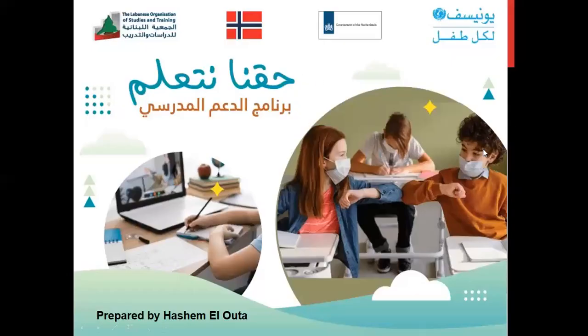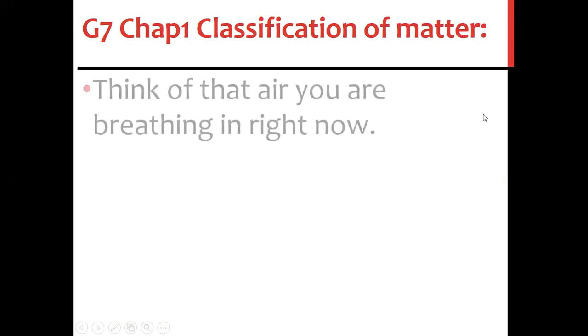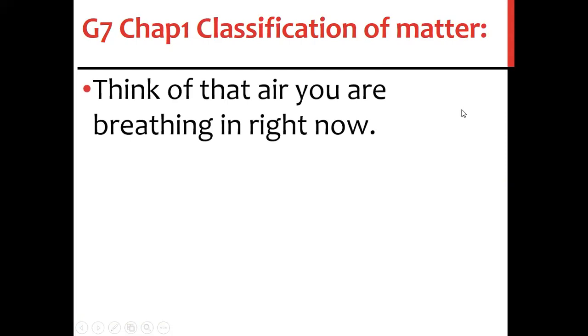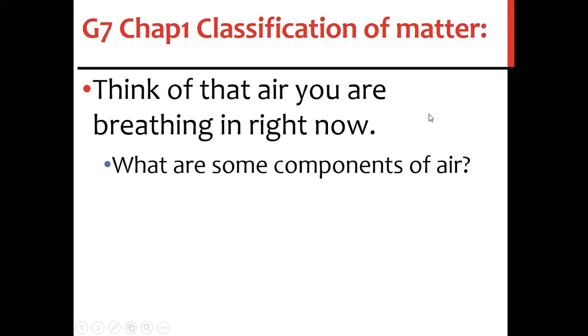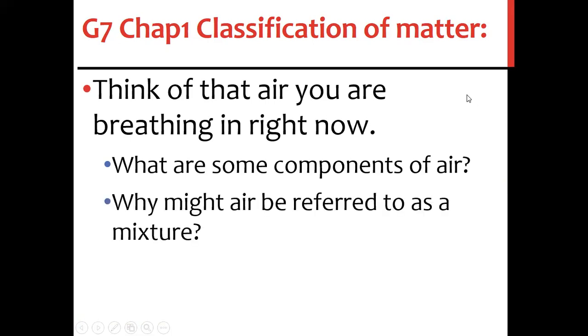Today we will continue chapter 1, classification of matter. Okay, let's take a little warm up. Think about the air that you are breathing in right now. What are some components of the air? Oxygen, nitrogen, carbon dioxide. Why might air be referred to as a mixture?